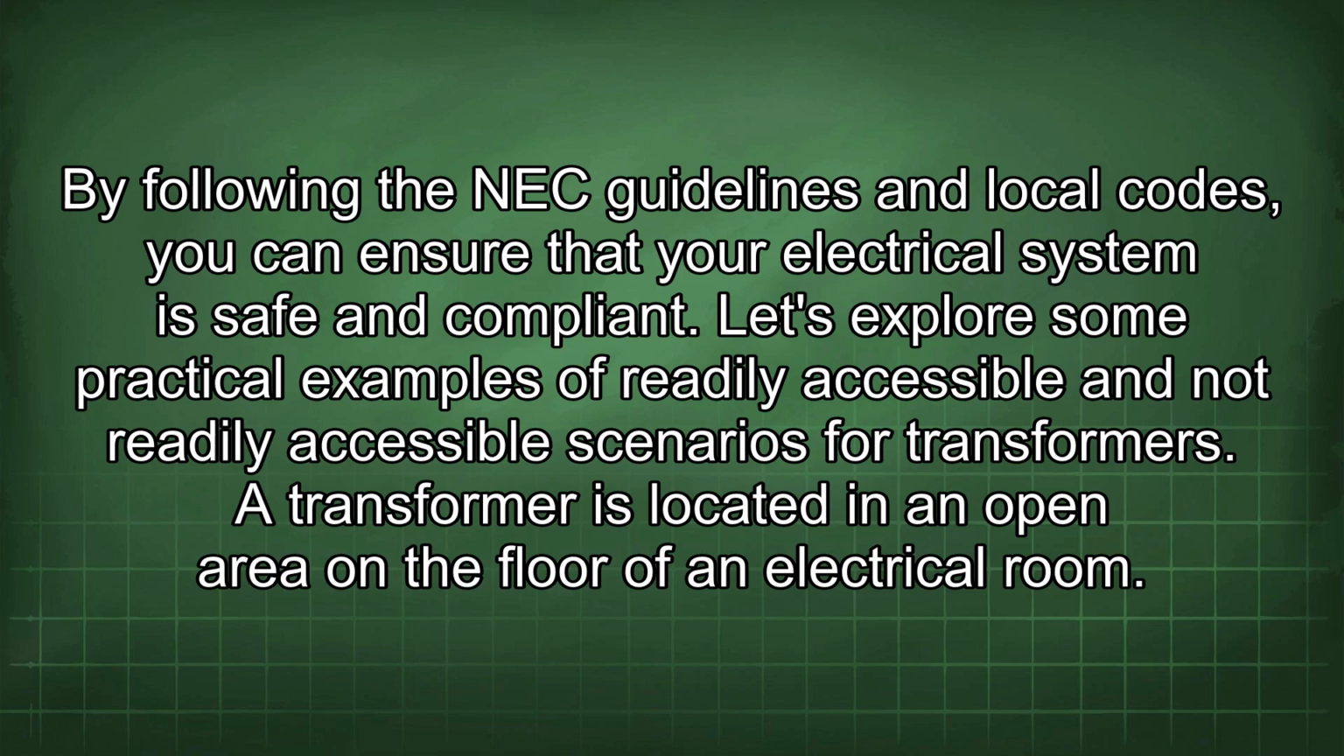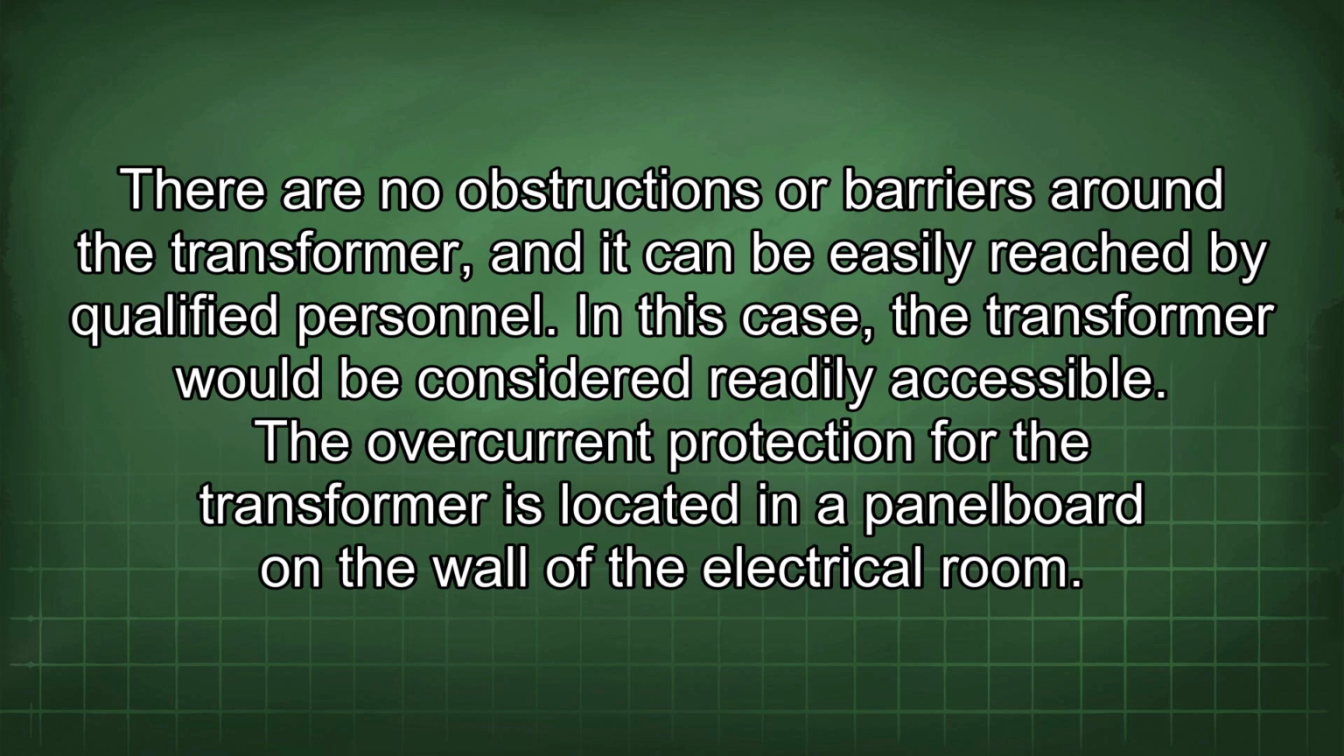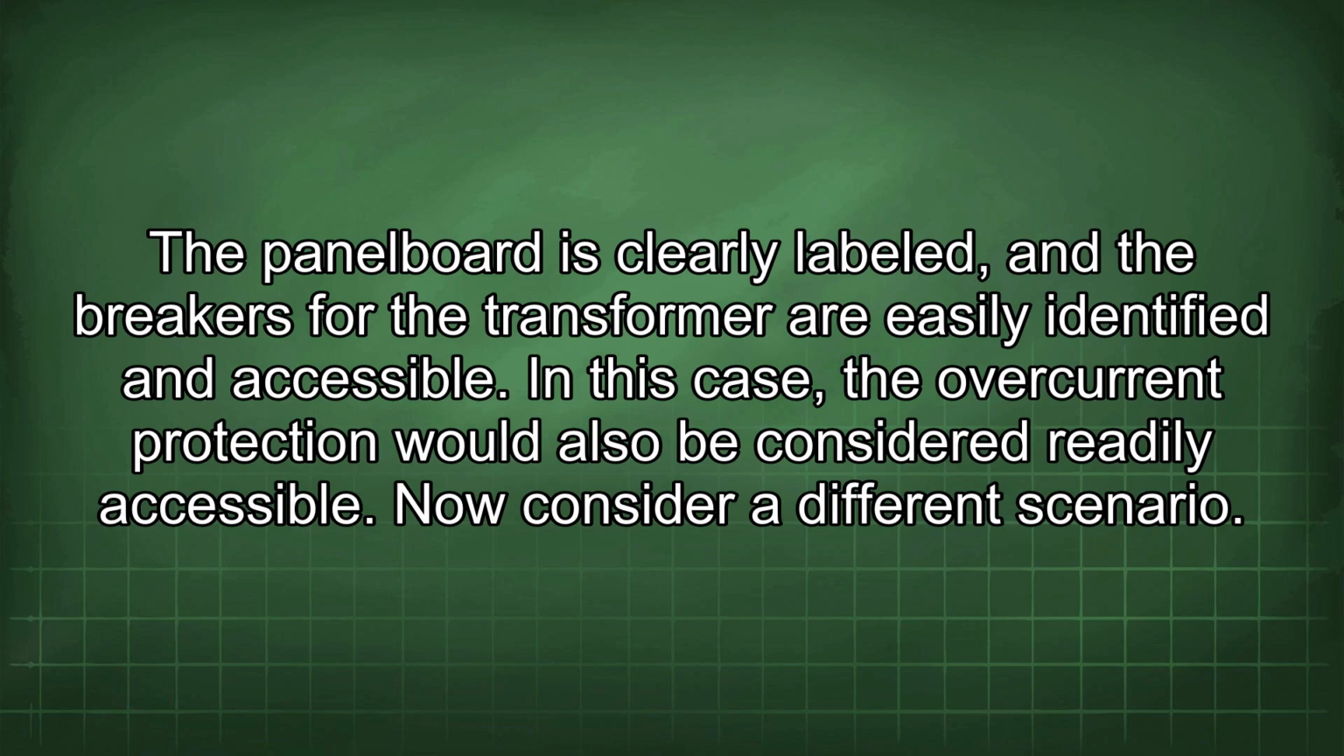Let's explore some practical examples of readily accessible and not readily accessible scenarios for transformers. A transformer is located in an open area on the floor of an electrical room. There are no obstructions or barriers around the transformer, and it can be easily reached by qualified personnel. In this case, the transformer would be considered readily accessible. The overcurrent protection for the transformer is located in a panel board on the wall of the electrical room. The panel board is clearly labeled, and the breakers for the transformer are easily identified and accessible. In this case, the overcurrent protection would also be considered readily accessible.